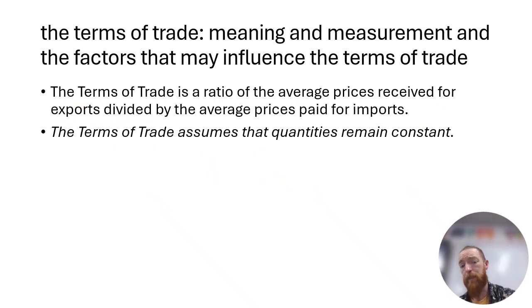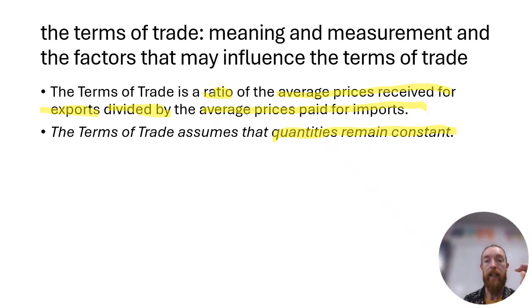Then one of the most complex parts that people hate of this topic is the terms of trade. Terms of trade is not as hard as it looks. Terms of trade is a ratio of average prices received for exports compared to average prices paid for imports. The most important thing with the terms of trade is that quantities remain the same. Quantity doesn't change, it's just the price that has changed.